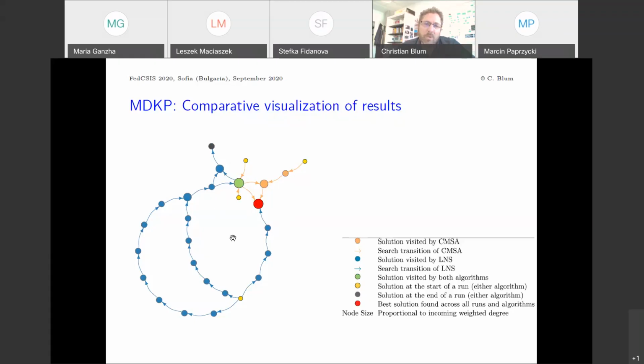So this gives us a network that we can analyze visually, but also by means of measures. In this graphic, you see 3 runs of LNS. They all start from the same initial solution, because we are using a greedy heuristic for generating the starting solutions. And CMSA starts from different places because we are using a probabilistic greedy heuristic for generating the solutions at each iteration.